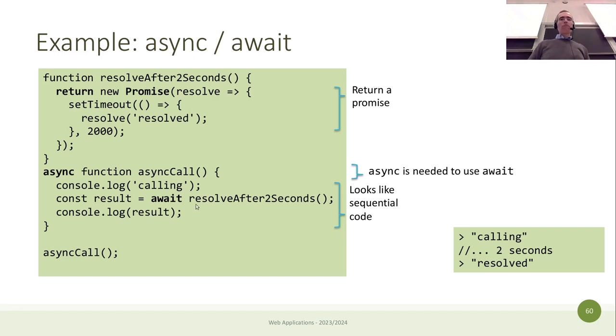So it's really like sequential code. Looks like a sequential code. Okay? So we write something, we call an asynchronous function, but we would like to wait for the asynchronous function to complete. Just put a wait. If everything is fine, we solved our problem, right?